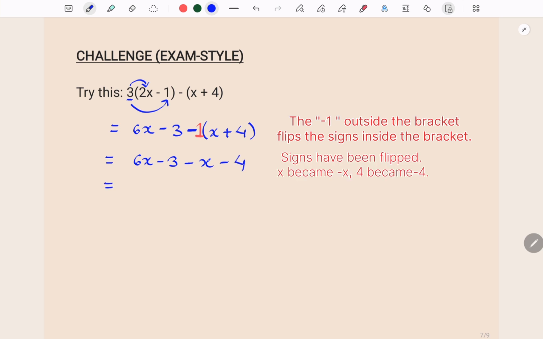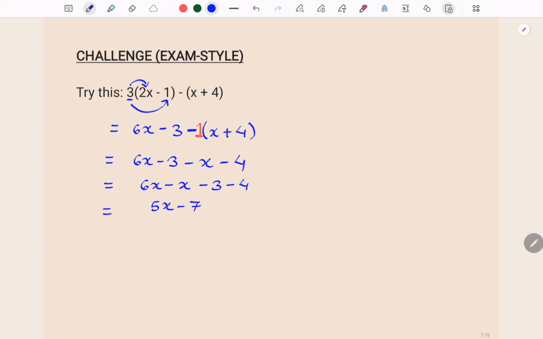Now let's combine the like terms together. 6x and x are like terms, so I can write 6x minus x minus 3 minus 4. Remember that I can rearrange this expression as long as I keep the signs as they are. 6x minus x is 5x, minus 3 minus 4 gives minus 7. So 5x minus 7 is the final answer. In IGCSE exams, marks are awarded for clear working and correct structure, not just the final answer.